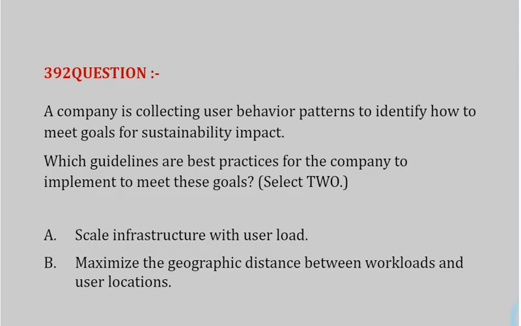Question is, a company is collecting user behavior patterns to identify how to meet goals for sustainability impact. Which guidelines are best practices for the company to implement to meet these goals? Select two options. Option A, scale infrastructure with user load. Option B, maximize the geographic distance between workloads and user location.